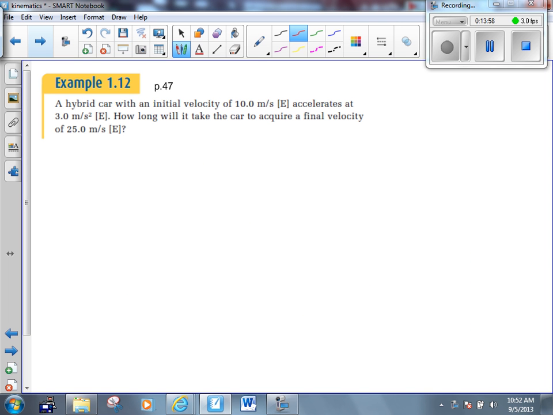Let's take a look at an example that's on page 47 of your textbook. You don't need to copy this example out, but I do want you to copy the solution out. As you're starting this, write down 1.12, page 47, so that you'll know where to go back to find the question. The question says, a hybrid car with an initial velocity of 10 meters per second to the east accelerates at 3.0 meters per second squared to the east. How long will it take the car to acquire a final velocity of 25.0 meters per second to the east?